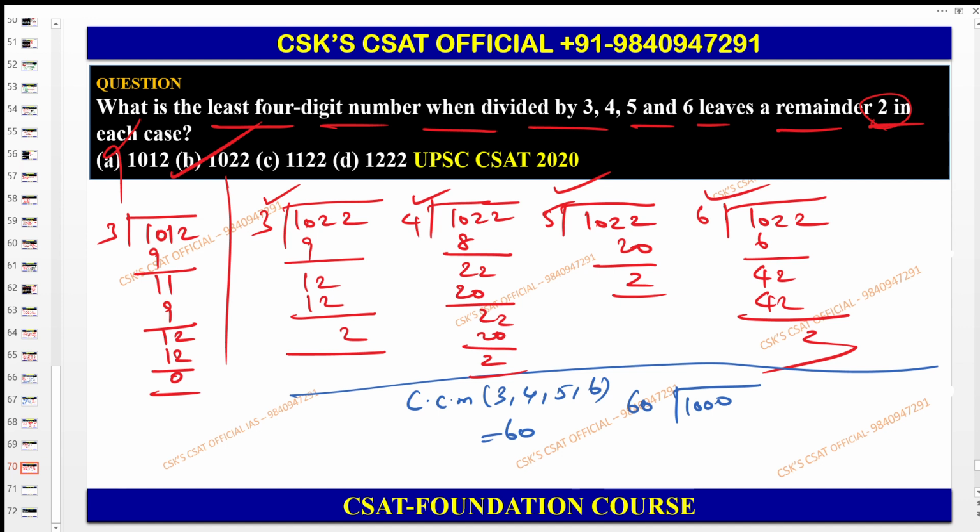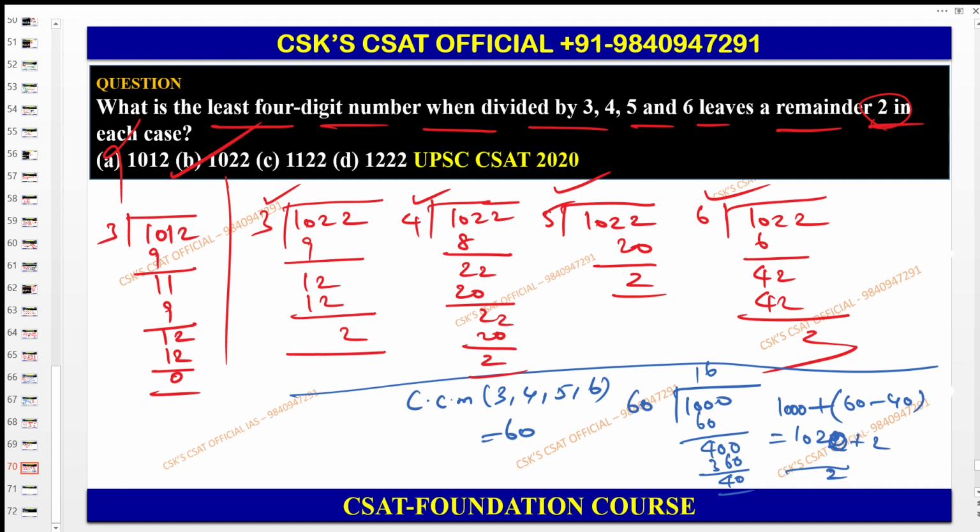Okay, 1 times 60 is 60, 1000 minus 960 leaves 40, then again 6 times 60 is 360, leaving 40. Now what you need to do here is 1000 plus 60 minus 40, which is nothing but the least number which is completely divisible by 60. So therefore 1020 is completely divisible by 60. So remainder has to give 2, means it has to be 1022. Everyone understood?